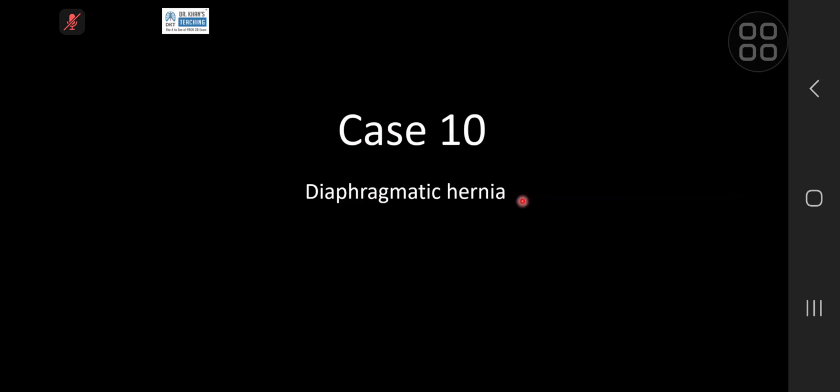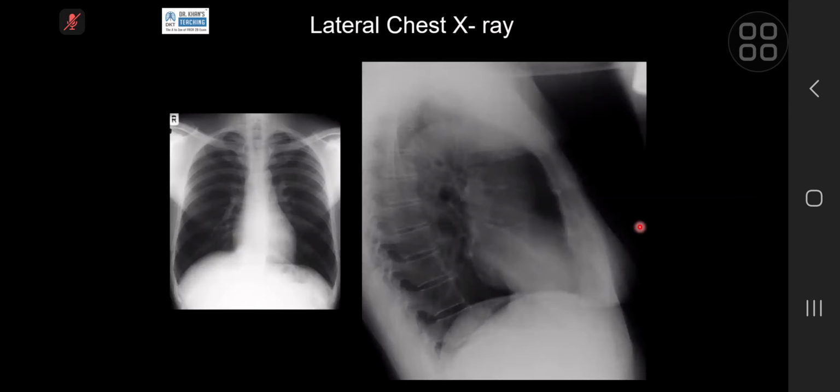So this was the last case, after spinal epidural abscesses. This is a diaphragmatic hernia, simple as that. And this is a type of discussion case.